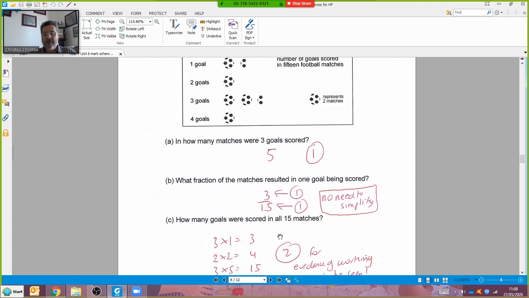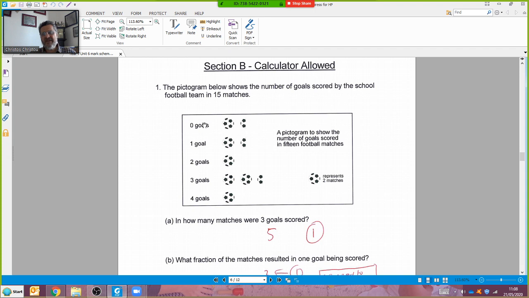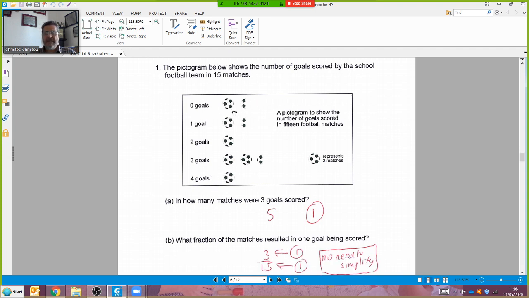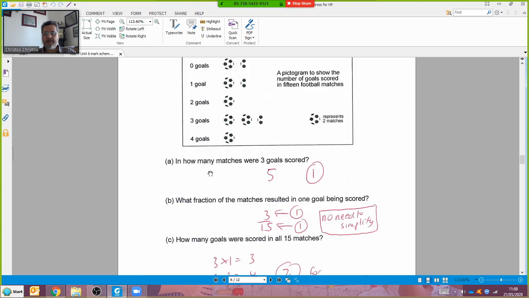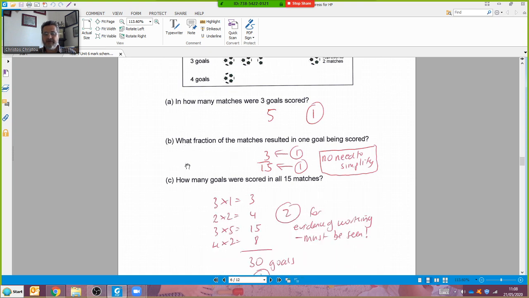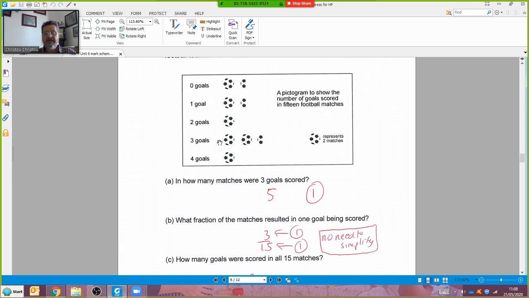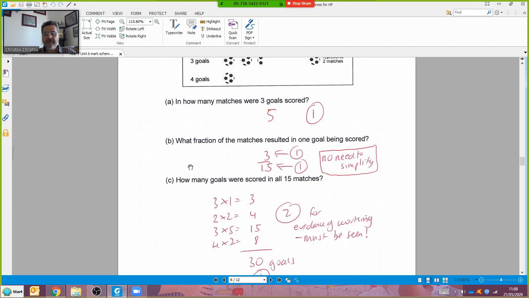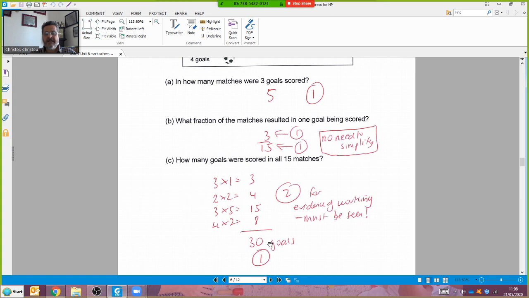Where do I get 3 times 1 from? Well, I've got 3 times 0 here. In 3 matches I scored nothing. I didn't bother to write it down. Here in these 3 matches I scored 1 goal. 3 times 1. In these 2 matches I scored 2 goals. 2 times 2. In these 5 matches I scored 3 goals. 3 lots of 5, etc. So there's my working. There's my final answer: 30 goals were scored across these matches, which incidentally, 30 divided by 15 will be 2 goals per match on average, but I didn't ask that.